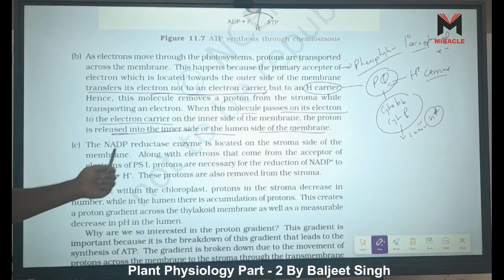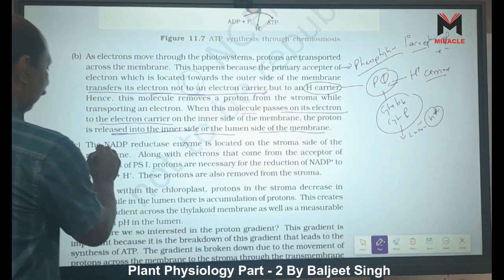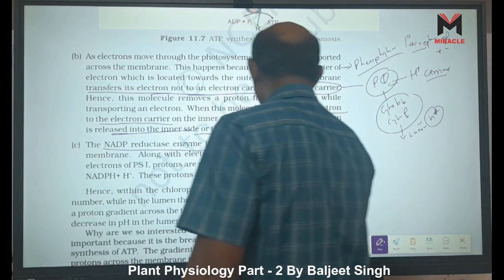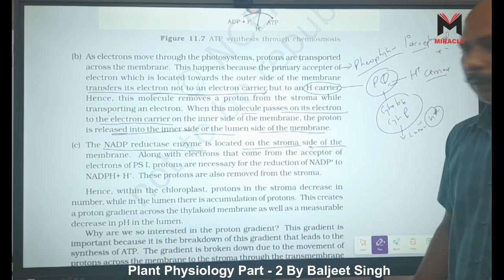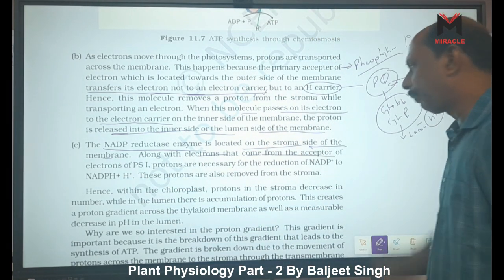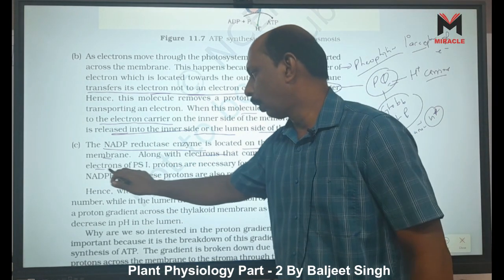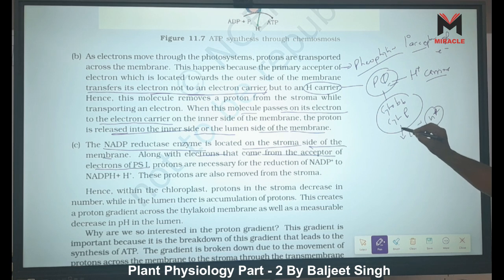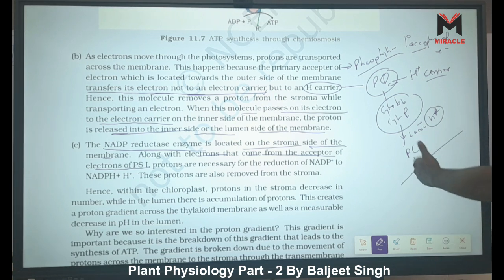Third step, the NADP reductase enzyme, which is responsible for the formation of NADPH, is located on the stroma side of the membrane, along with the electrons that come from the acceptor of electrons of PS first, right? So the cytochrome f transports its electron to plastocyanin. From plastocyanin it comes to PS first, which is on the outer side of the membrane, right? PS first is located here.